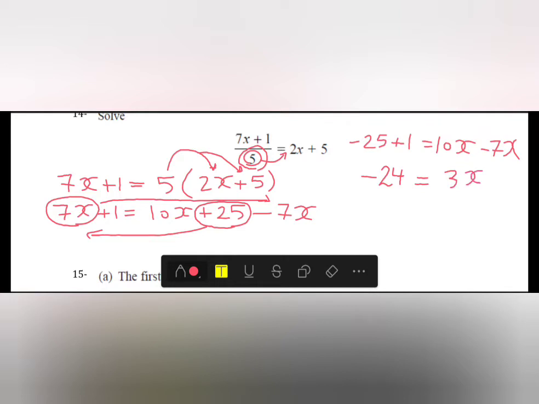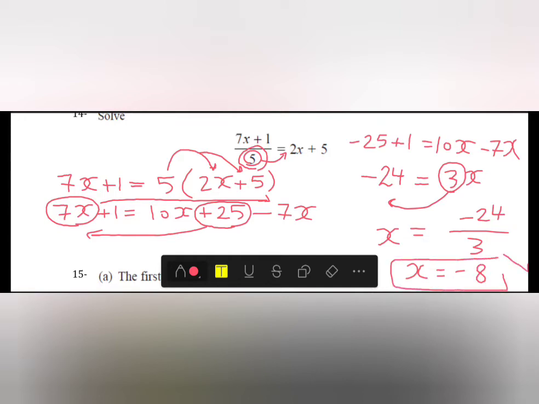Very good. Now, the 3 is multiplied by the x, so I'm going to take it to the other side by division. So the x equals what? Negative 24 divided by 3. And then when we divide them, the answer will be negative 8. And this is the final answer for this question. And this is how you answer a question like this.